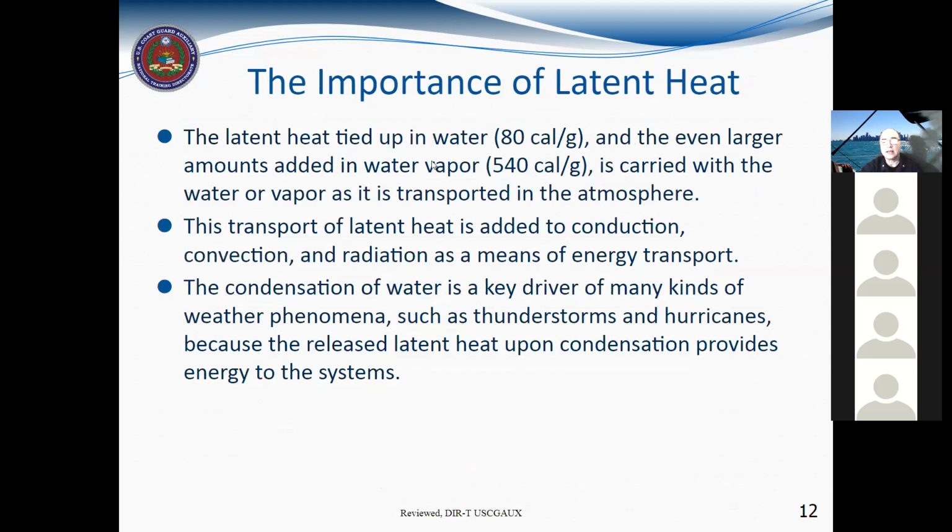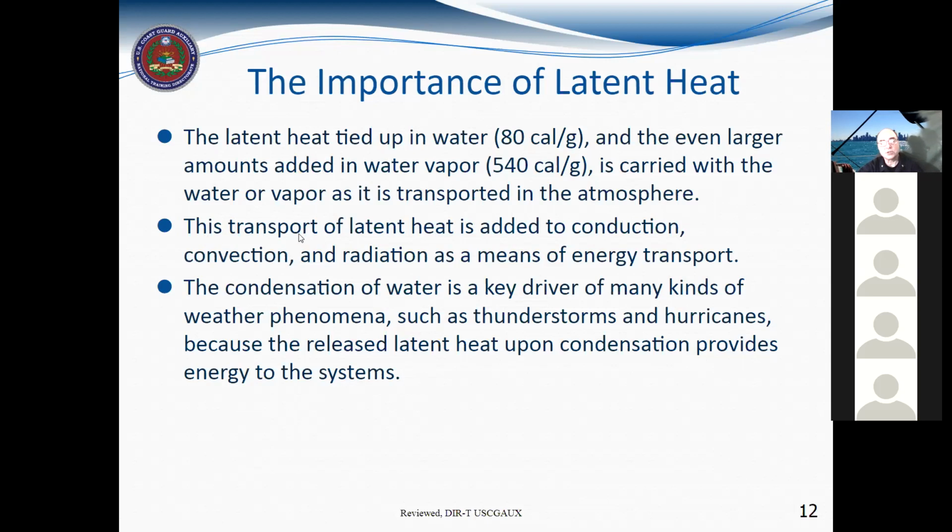The latent heat tied up in water, which is 80 calories per gram, and the even larger amounts added in water vapor, 540 calories per gram, is carried with the water or vapor as it is transported in the atmosphere. So as that mass of air moves around, if it's a moist mass of air, it's got a lot of energy in it. So if you have pretty quiet weather and you have some moist air come into the area, you can have the weather change rapidly, and you can have a lot more energy coming in with that mass of air.